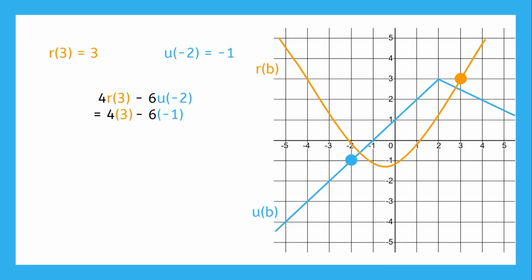Now that the functions have been evaluated, we can simplify. Multiply 4 times 3 and -6 times -1 to get 12 and 6, which we add together to get 18. So 4 r of 3 minus 6 u of -2 is 18.